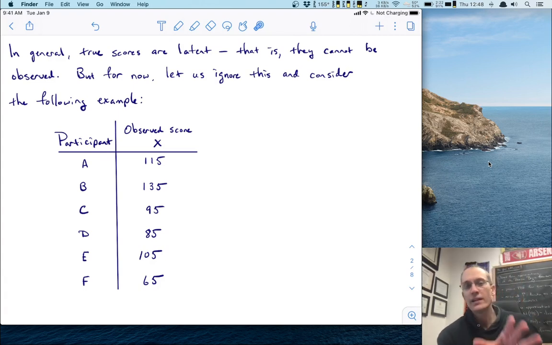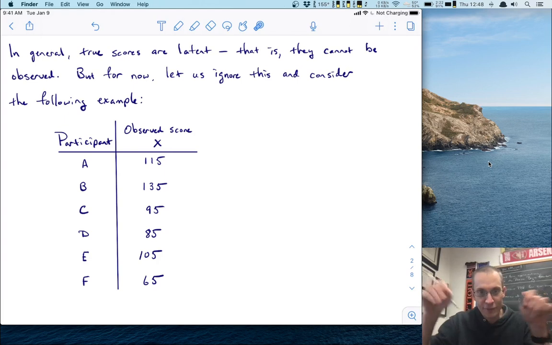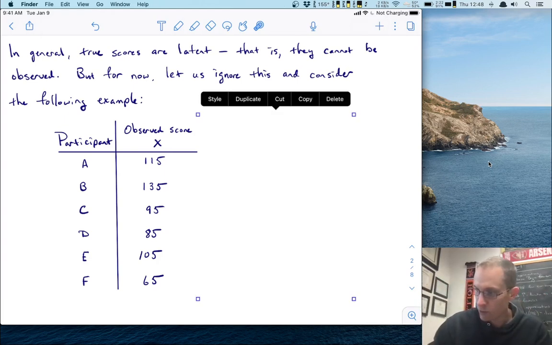Well, the only way to really know that is to know what the underlying true scores and the associated error scores are. So again, this is a big problem in measurement. You can't see these true scores, and so you're going to have to take it on faith that your scale is reliable enough that you can make that judgment. But for this example, let's assume that we have a magical divining rod that we can see the true scores and the error scores. And here they are.